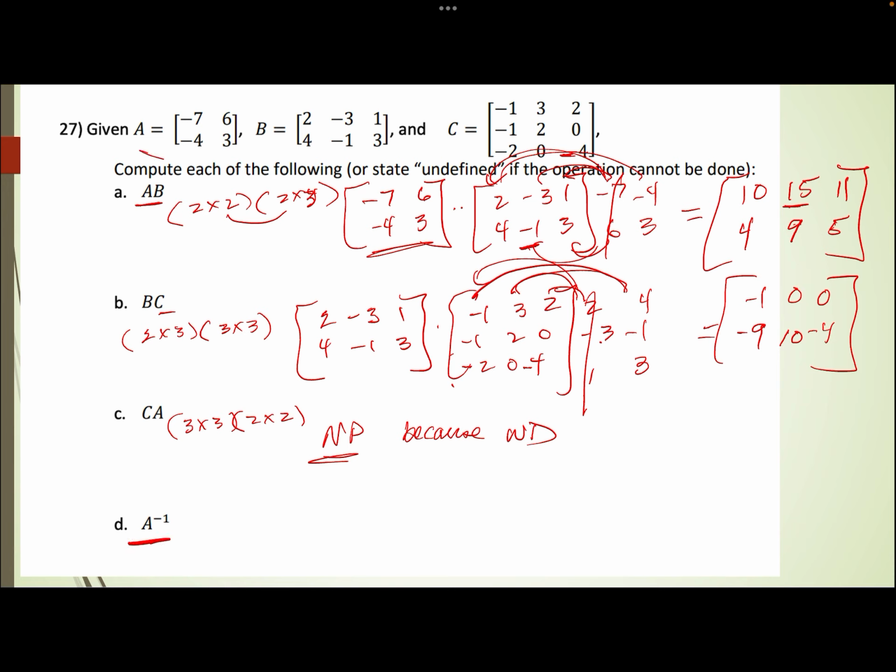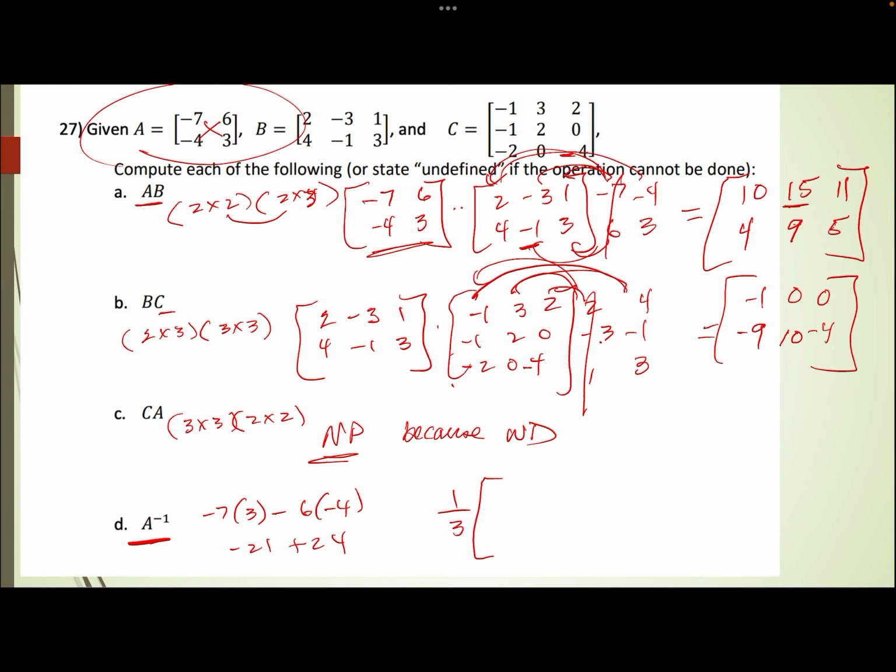So I take the A, and first I do the determinant. Negative 7 times 3 minus 6 times negative 4. Remember the minus the two diagonals. So I get negative 21 plus 24. So I start with 1/3.